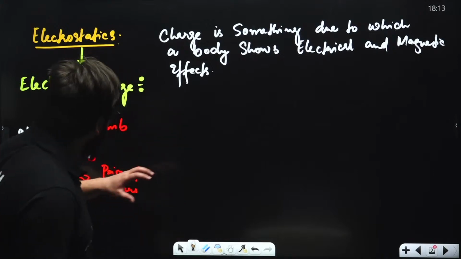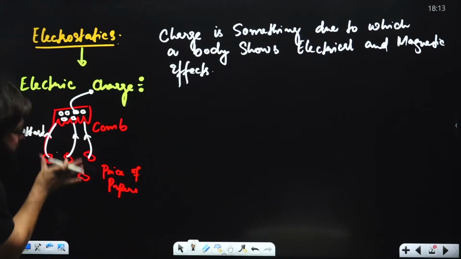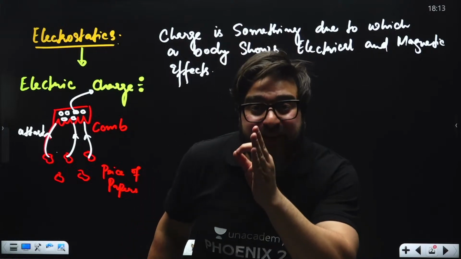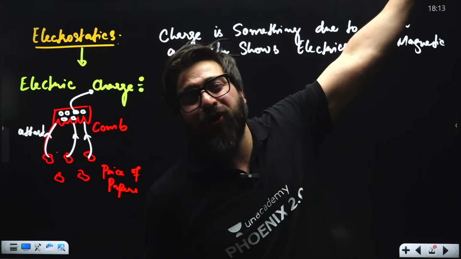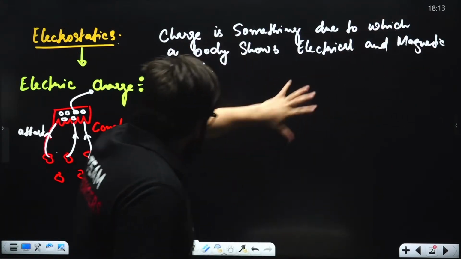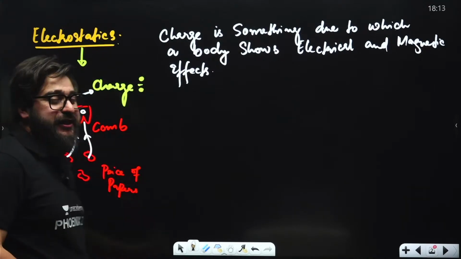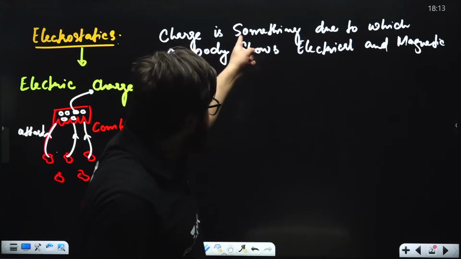Sir, what do magnetic effects mean? Magnetic effects over here, this attraction, is what we call magnetic. What are electrical effects? Sir, when the charge flows, current will be produced. That we'll talk about after some time. So here it is because of the charge only that this magnetic effect, this attraction, takes place.